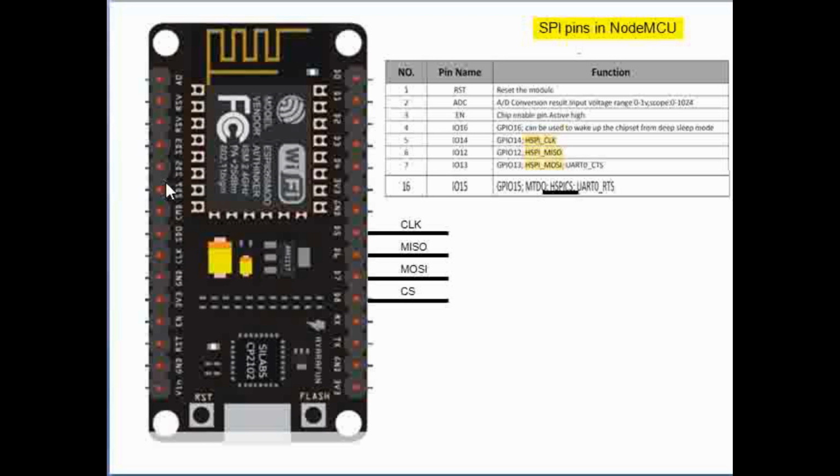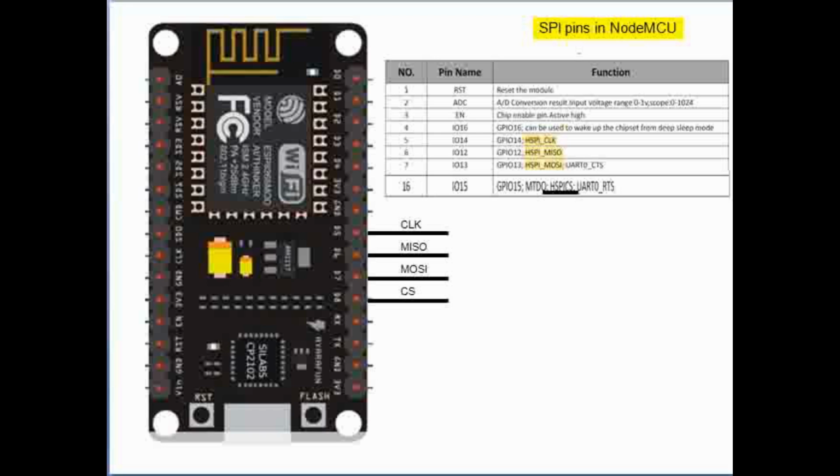This is a quad SPI interface, and the internal flash, as we discussed in our previous videos, is connected to the ESP8266 using these pins. So we don't use this SPI interface externally. For any communication, we use this SPI interface to talk to the slaves.